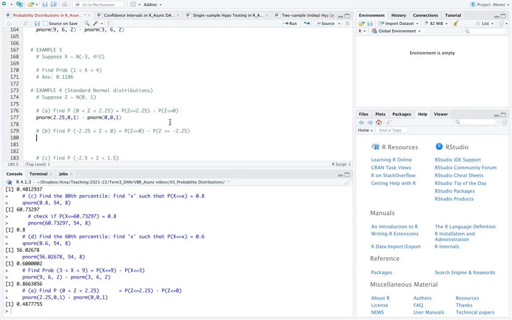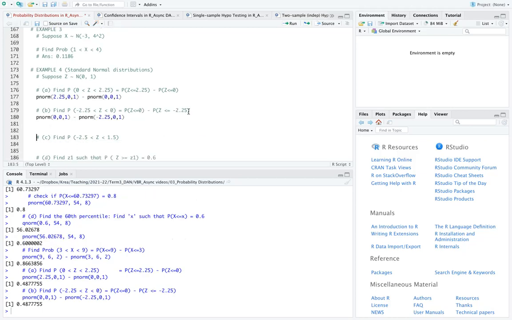Now, I'm going to tell you that the answer to this question is going to be the same as the answer we saw for the previous question. So let's check if that is indeed the case. Okay, so then we have this minus 2.25, 0 and 1. And there we go. The answers are the same. And why is this so?